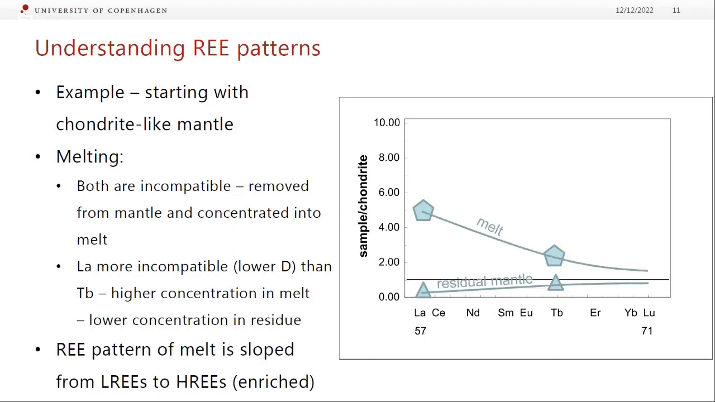So we have a rare earth element pattern that is sloped from the light rare earths down to the heavy rare earths. In the residual mantle, we have the opposite thing. After a little bit of melting, we've depleted more lanthanum than terbium because it's more incompatible. Everyone still with me? Okay.